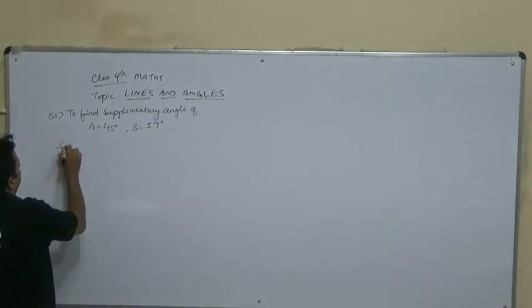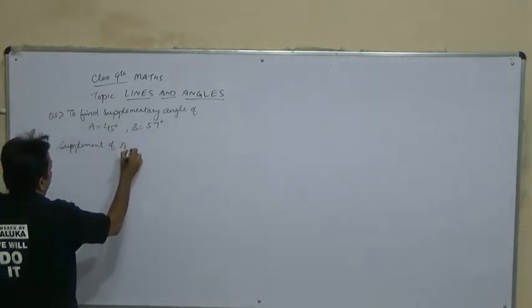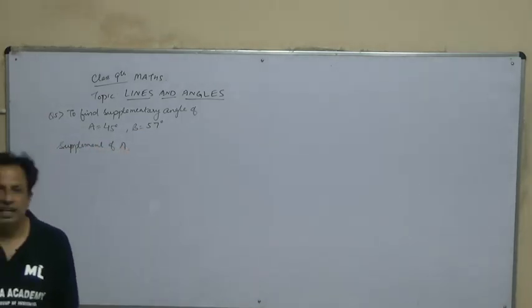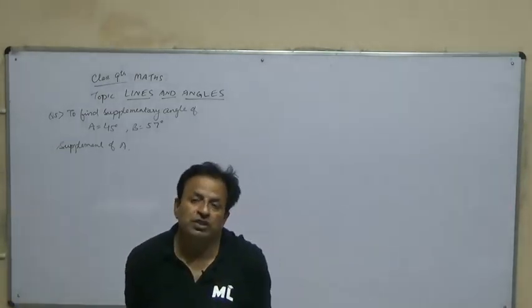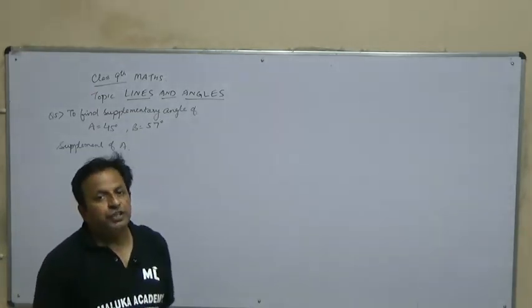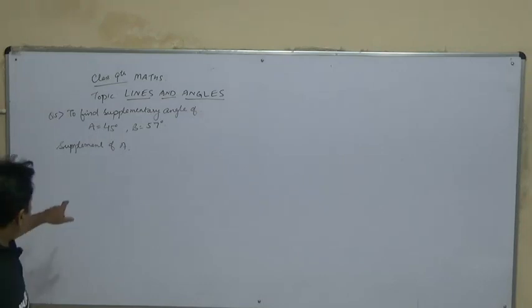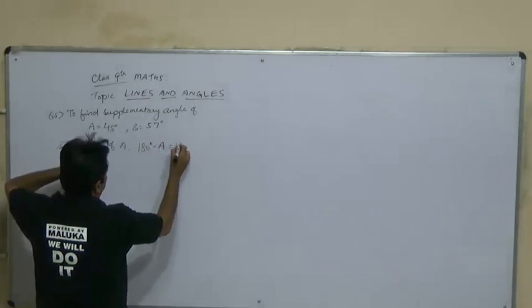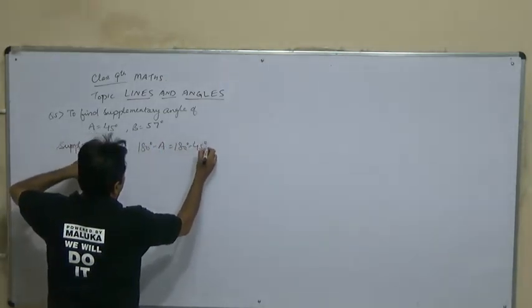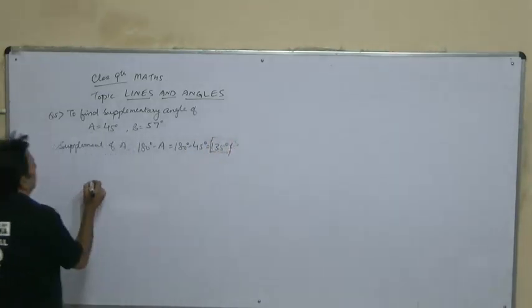Now the supplement of A. As we did with complementary angles, which are those whose sum is 90 degree, likewise supplementary angles are those whose sum is 180 degree. So if you want to find the supplement of an angle, we subtract that angle from 180 degree. The supplement of A will be 180 degree minus A, which is 180 degree minus 45 degree, which is 135 degree. So this will be the supplement of angle A.